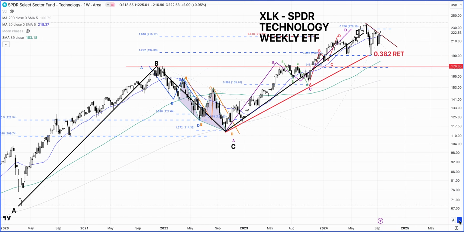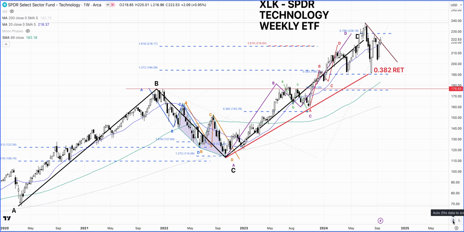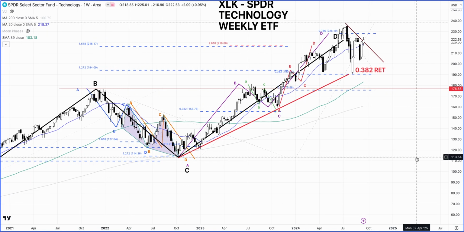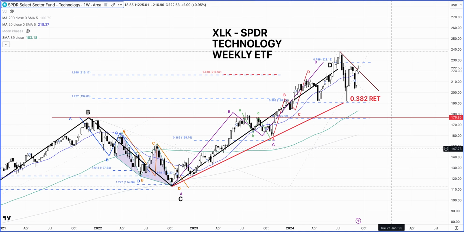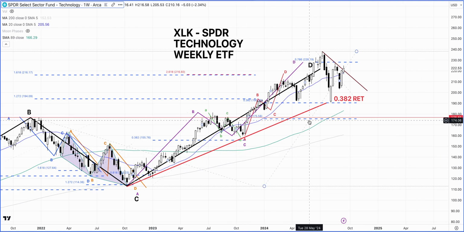Okay, so here we can see that the XLK is really interesting because it went slightly above the ABCD, the D point, for a few weeks, more like a month, where we could see that it was going up and down, but not a lot of strength in it.